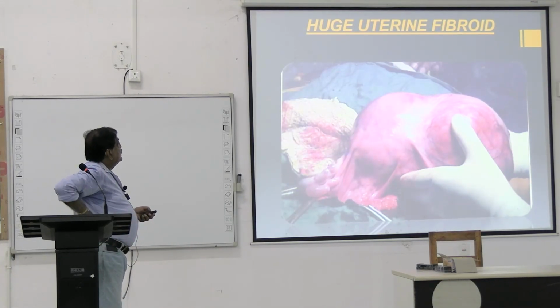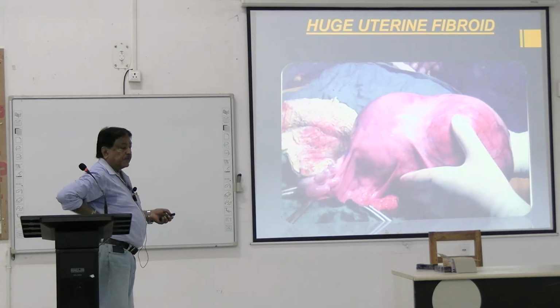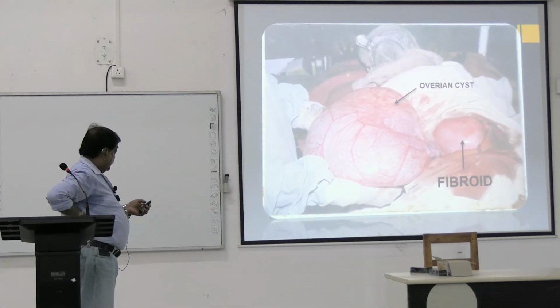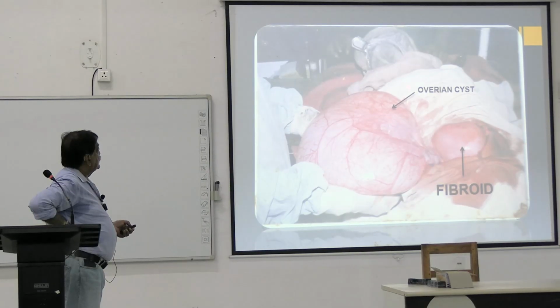Now, this is a huge uterine fibroid. It is in my OT. I performed this operation. Now, this is a huge ovarian cyst. Huge ovarian cyst. This is fibroid ovarian cyst.